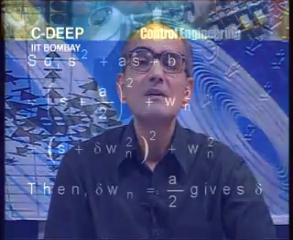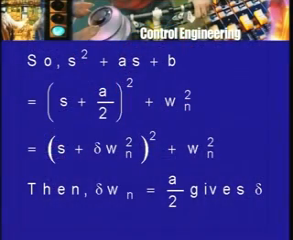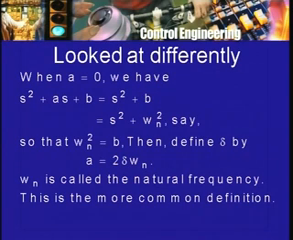Now what I should have really said is that it would be more appropriate to call this omega n the natural frequency and this delta as associated with damping, for a reason that you will see very soon. But this is not normally done. Normally what is done is you argue like this: I have s squared plus as plus b. What if I did not have the term a?